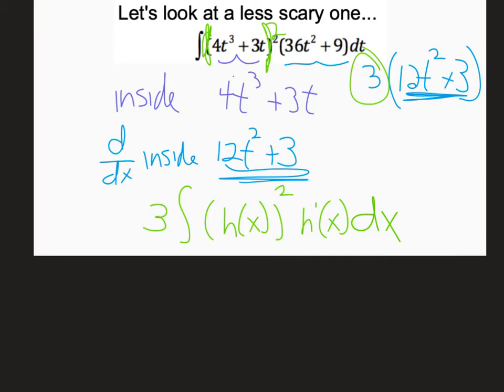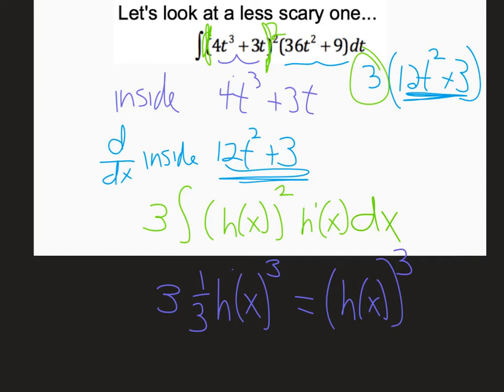But if I say, well, this is h squared times h prime, well, before that was just h cubed. But I have to put a 1/3 in front. So that cancels out that 3. Oh, okay. So that's just going to be h cubed plus some sort of constant, plus c.